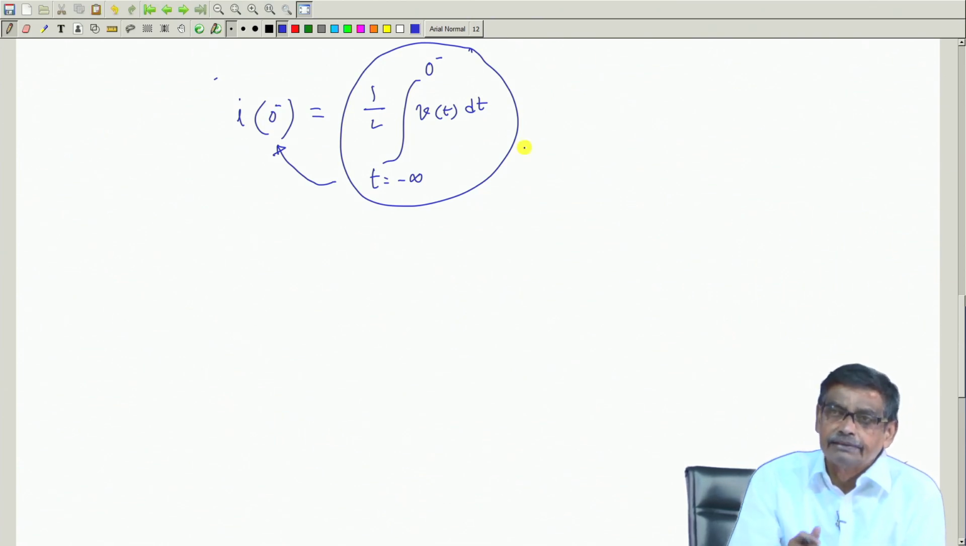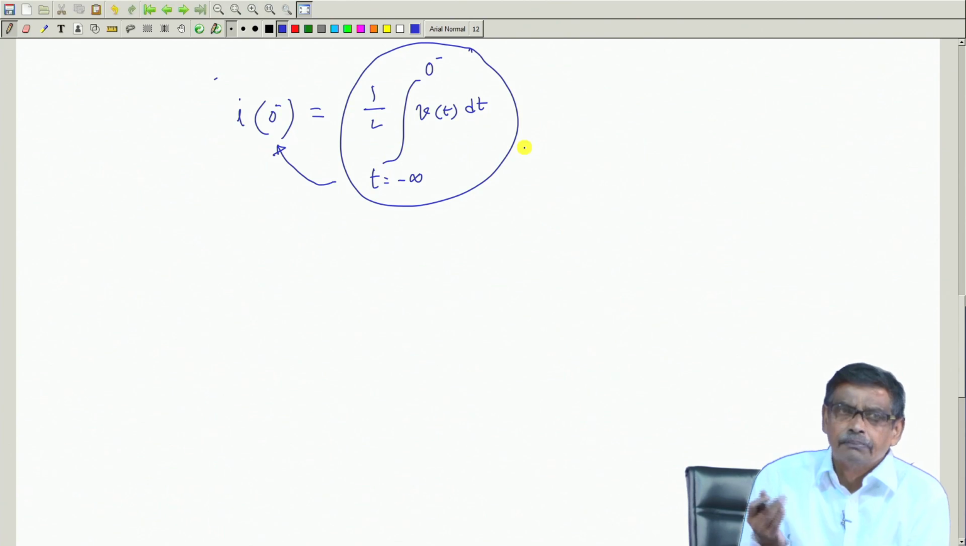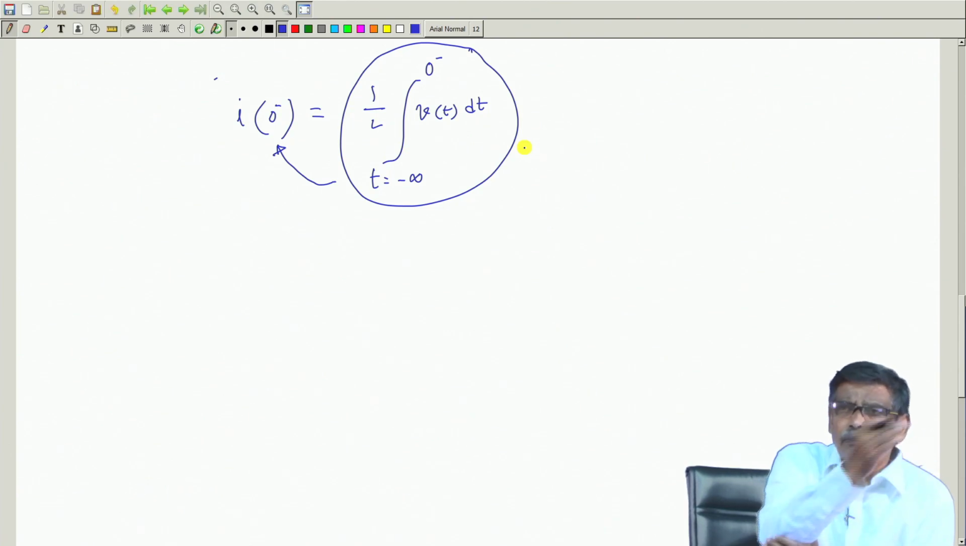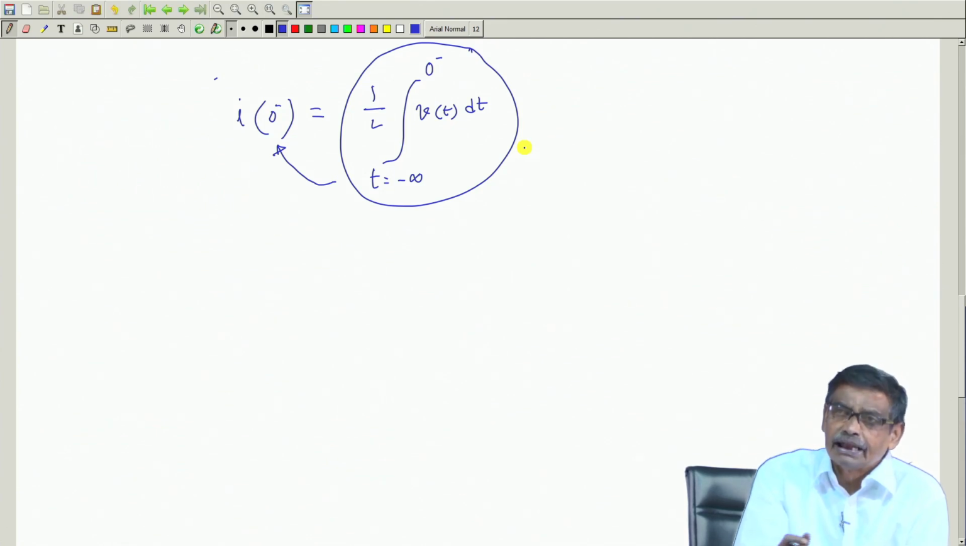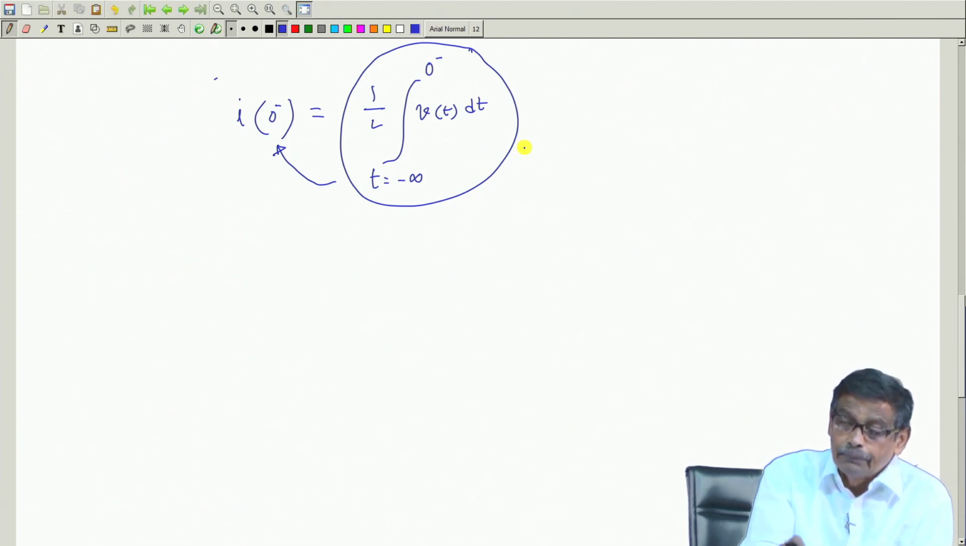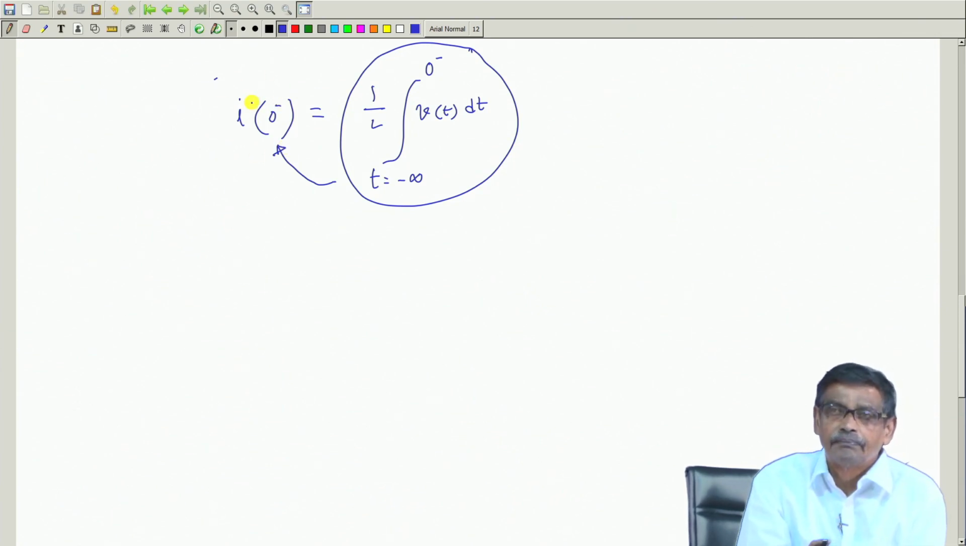Therefore, our anxiety that I must know that is one thing; if all the voltages are given, I will be able to solve it, you have to integrate. But another way of telling this is that this current I 0 minus captures the previous history of the inductor, how you treated the inductor, and it is written in this I 0 minus itself.